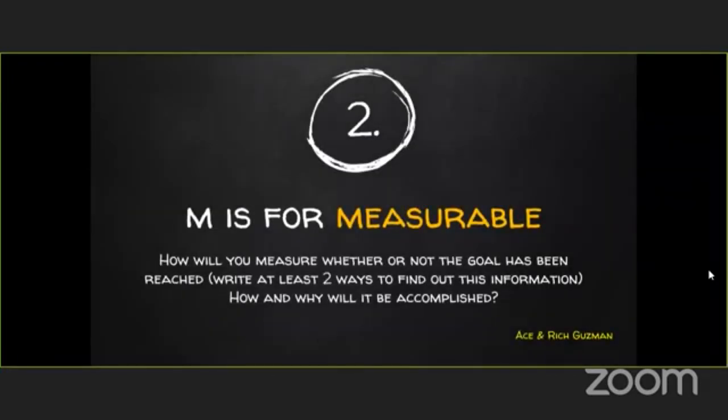Okay, let's go. Number two, M for measurable. Okay, now think about this, guys. How will you measure whether or not the goal has been reached? You want to write at least 2 ways to find this out. So how and why will it be accomplished? You got to be specific. You got to set some time frames on it. You got to measure it out.